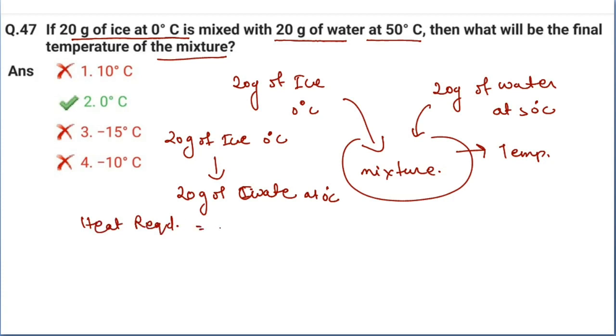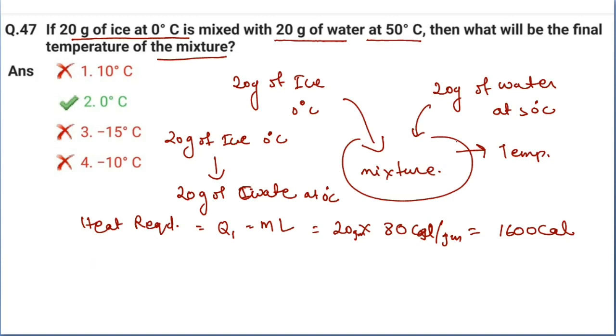is equal to Q1. Let's suppose Q1 is equal to mL, where L is latent heat and m is mass. So mass is given as 20, and for ice the latent heat is 80 calorie per gram. So 20 gram into 80 calorie per gram, Q is equal to 1600 calorie. Okay, to become 20 gram of water at 0 degrees Celsius, 1600 calorie heat is required.